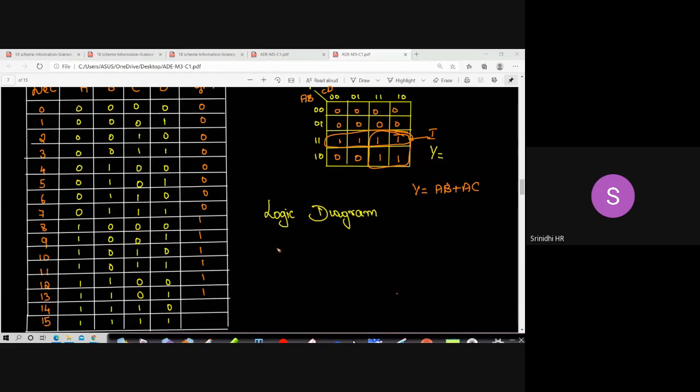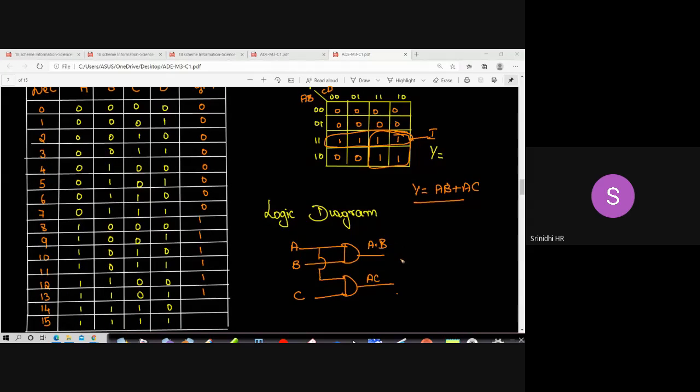After getting the Boolean equation, I can simply write down the logic diagram. How do I draw the logic diagram? I have my input A and my input B, and I'll subject them to an AND gate. This is the output of the AND gate, that is AB. Next I have AC. I'll take another input A and with it C, and subject them to another AND gate. That is my AC.